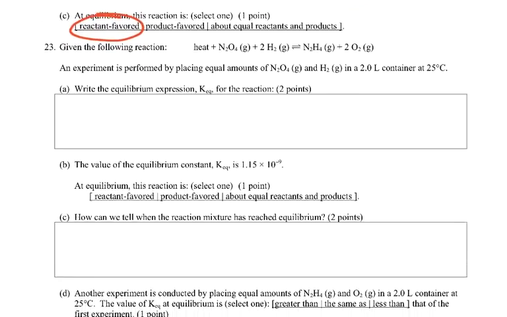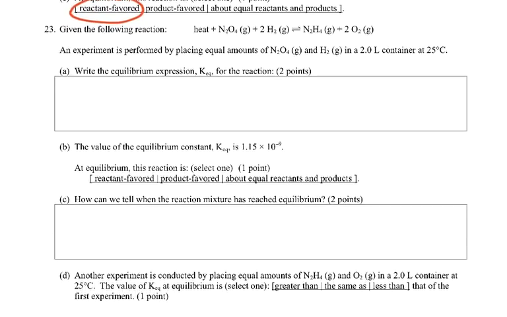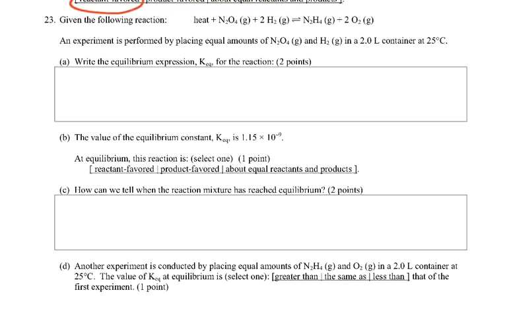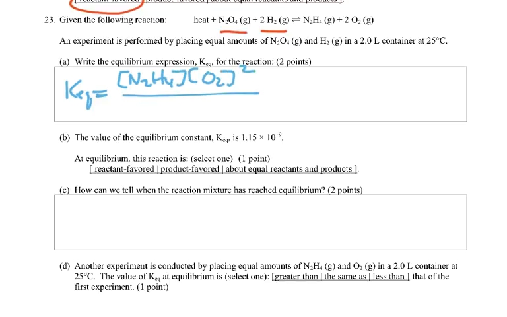Okay, 23. Given the following reaction, an experiment is performed by placing equal amounts of N2O4 and H2 in a 2-liter container. Write the equilibrium expression for this. Okay, we can do that. Keq equals, now that's a gas and a gas and a gas and a gas. Everybody's a gas, so everybody goes into the expression. So the products N2H4 and O2 squared, all over N2O4 and H2 squared. Okay, that's my first 2 points.